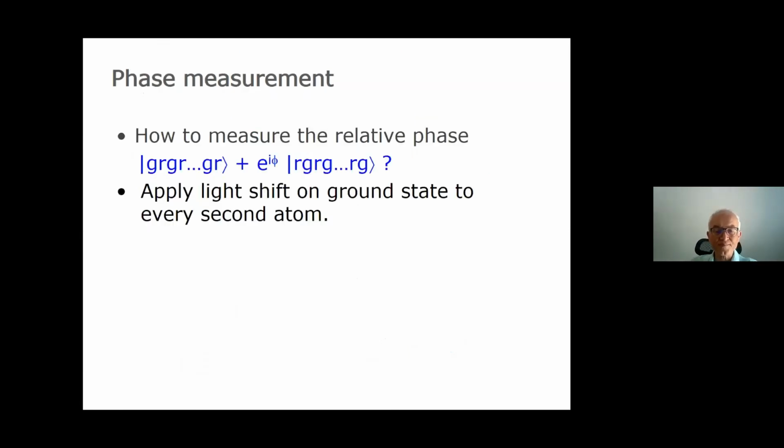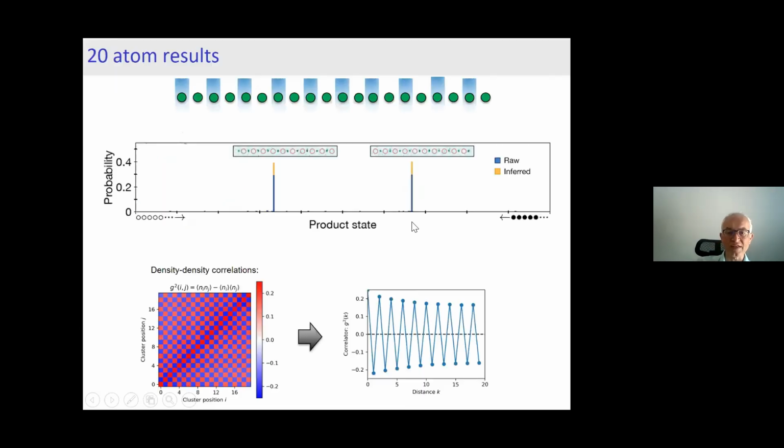But we want, of course, to know not only whether we have prepared a mixture of these 2 states, but whether we have actually prepared a coherent superposition between these 2 states. And for that, we can modify this phase e to the i5, so we can apply a light shift on every second atom, which will shift the phase of this state, but not of this state, if the light shift acts only on the ground state. So if we apply the light shift only on the ground state of every second atom, then this state will be shifted in energy, this state will not, so there will be an overall phase shift between these 2 states.